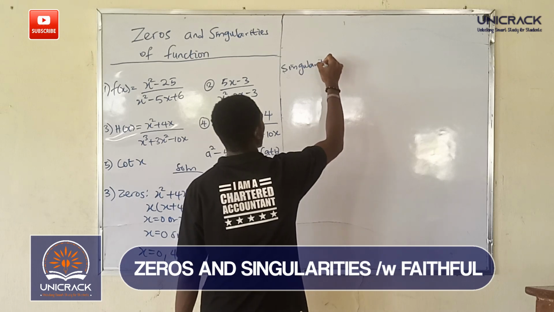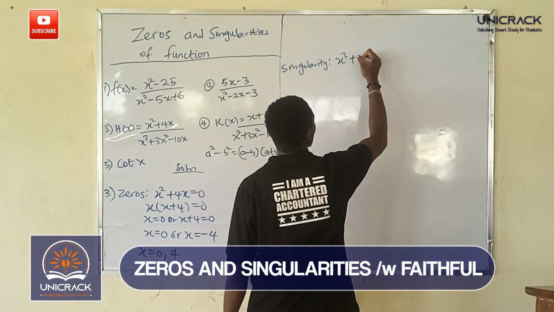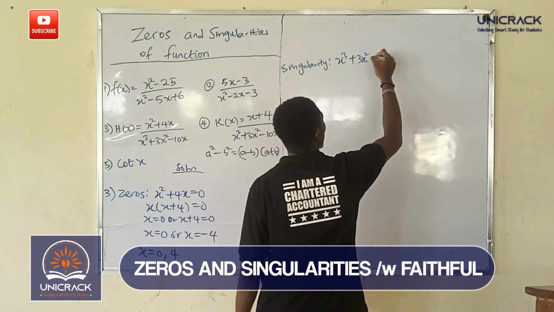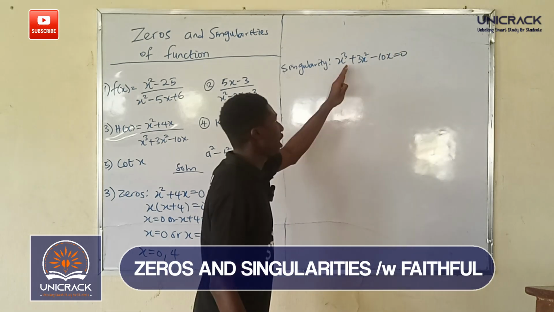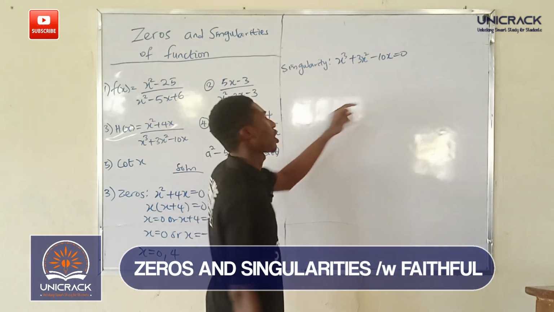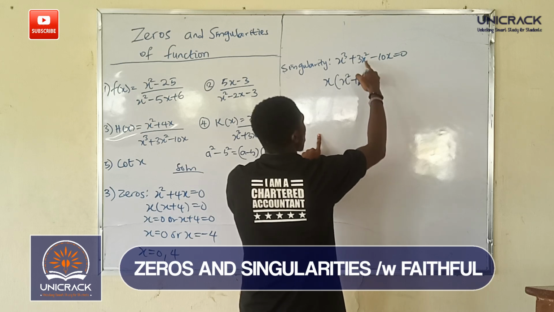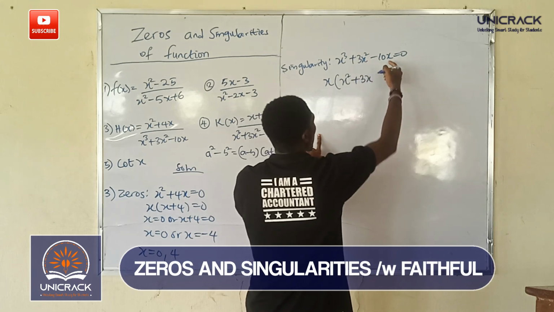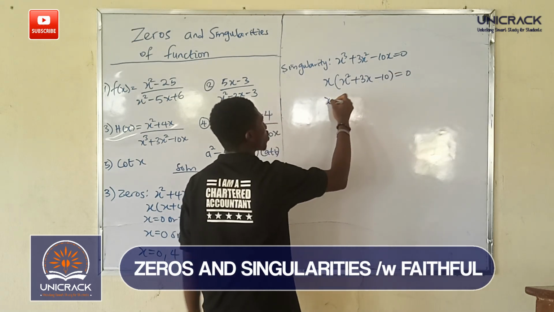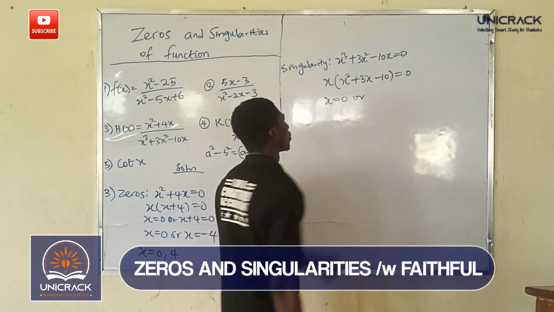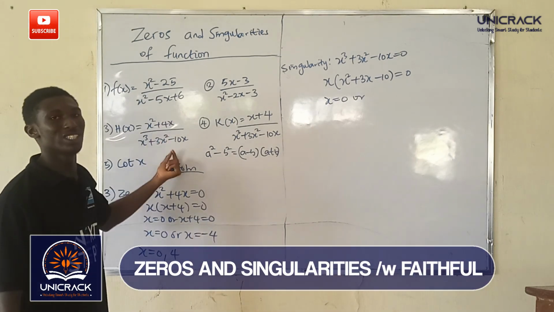To find the singularity, we'd have x cubed plus 3x squared minus 10x, and we equate it to 0. You see there's an x here, x here, x here. So we factorize x out. We have x times x squared plus 3x minus 10, equal to 0. So x will be equal to 0, or... so we'd have three values of x that will make up the singularity of this function.